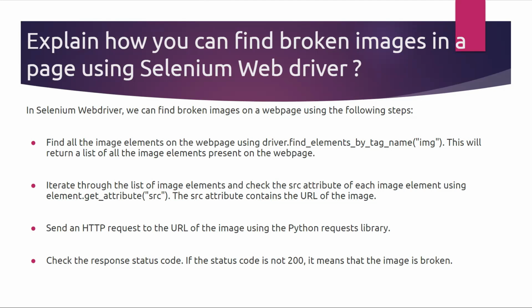The third one is to send an HTTP request to the URL of the image using the Python requests library. But that's a different topic. You have to send a request over HTTP, and from there you'll get the details. Then you check the response code of the status. If the response code is 200, it means the image is not broken. If it's not 200, then the image is broken.